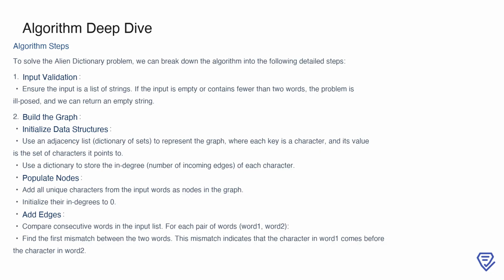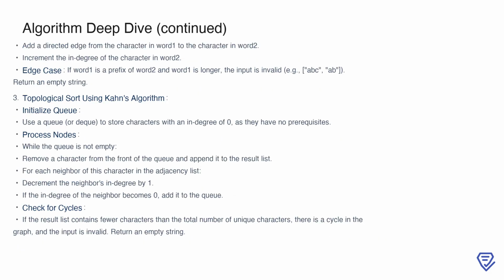For each pair of words, we identify the first mismatch between them. This mismatch reveals the ordering constraint indicating that one character precedes another in the alien language. When adding edges to the graph, we create a directed edge from the mismatched character in the first word to the corresponding character in the second word. At the same time, we increment the in-degree of the character in the second word, as it now has a new prerequisite.